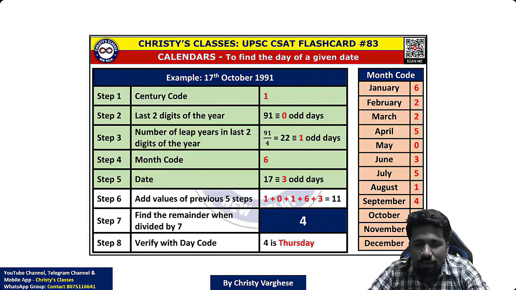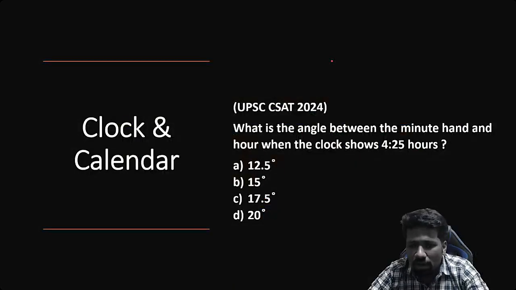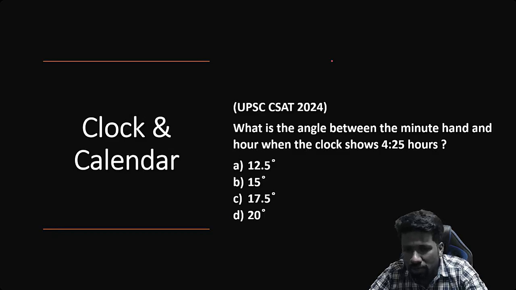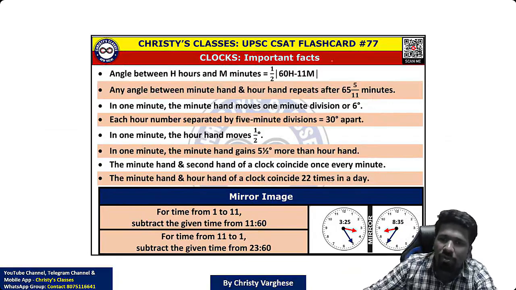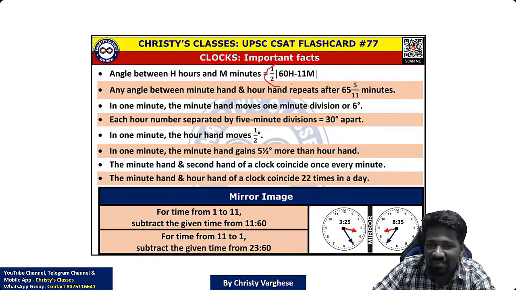Okay, so that will be the idea of the calendar topic. And for clock and calendar, here is a clock problem from 2024 as an example. It needs just a simple formula. If you know it, most of the questions from this topic can be done: half into modulus of 60h minus 11m. I ask you to learn only a very minimum of formulas by heart, but this is one of them.